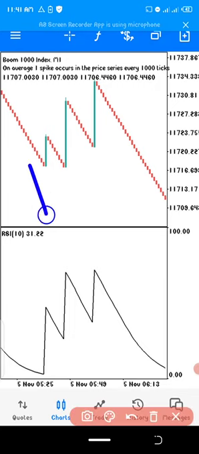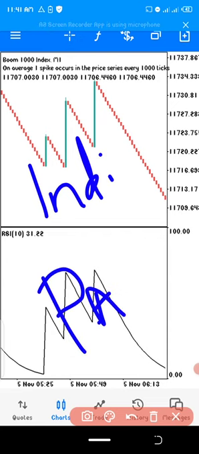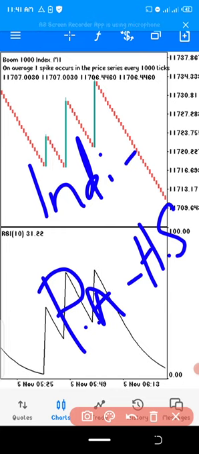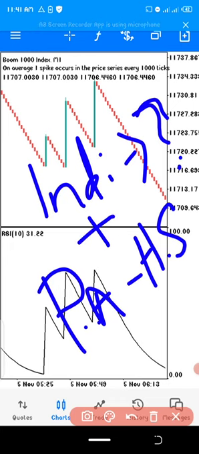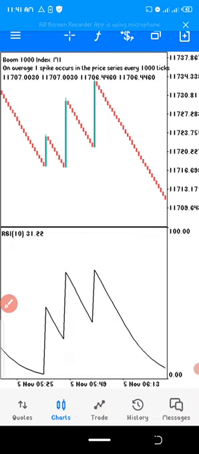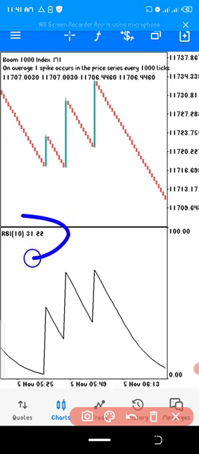We are combining indicators with price action. Now we know our price action to be heads and shoulders. Now, what indicators are we going to be using? We have to find out what indicators we are going to be combining with the heads and shoulders. What indicators would that be? That would be the RSI.